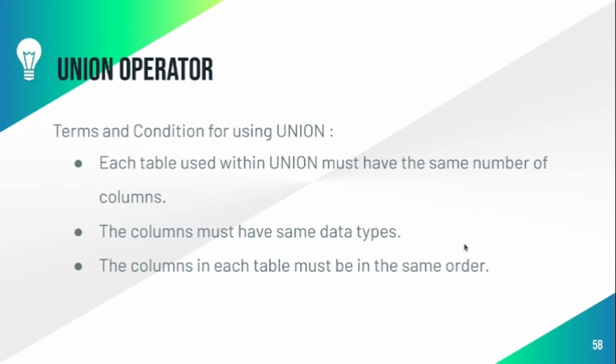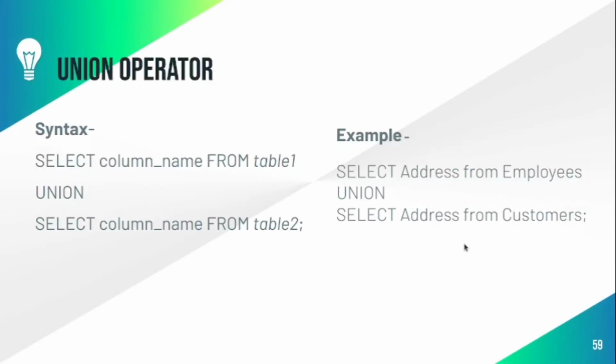So let's talk about syntax. Let's see what the syntax is: select column name from table 1 union select column name from table 2. Okay, so for example, select address from employees union select address from customer. So let's check it in the terminal. Open your terminal and write this query.